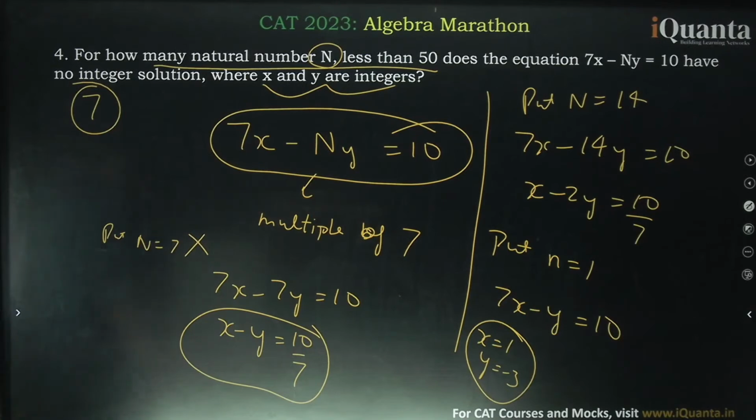Okay, so tell me something. This question was solvable in 5 seconds, yes or no? है ना? 5 सेकंड में इसका आंसर आया था. चलो आगे बढ़ते हैं. The next question.